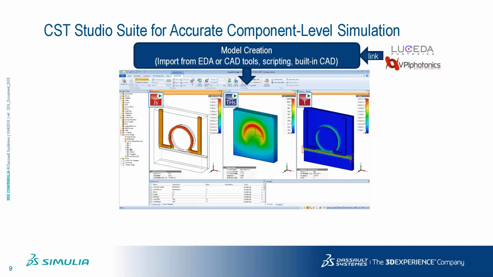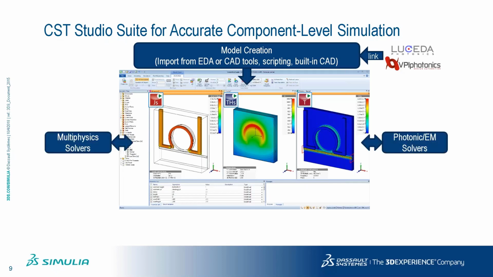So you create your model first, your geometry, and this could be done by hand. You either build it directly or you can import it from some EDA or CAD tools, DXF, GDS2, and so on. Or you can use one of the links. We currently have two links. One is with Lucida Photonics, and the other one, the one we're going to talk about today, is with VPIphotonics. So they can actually directly influence or build models in CST.